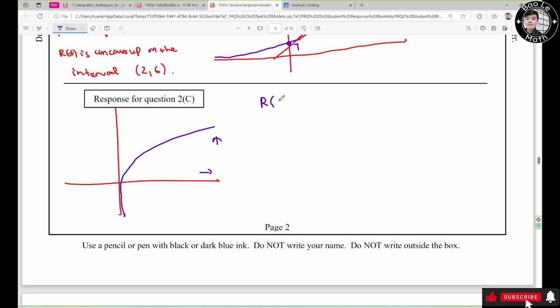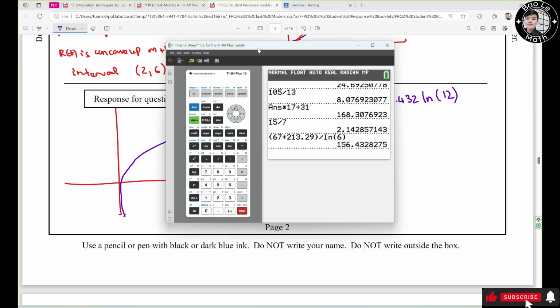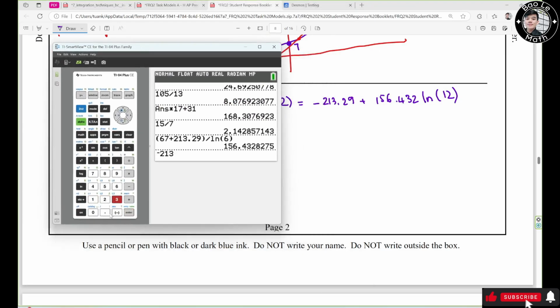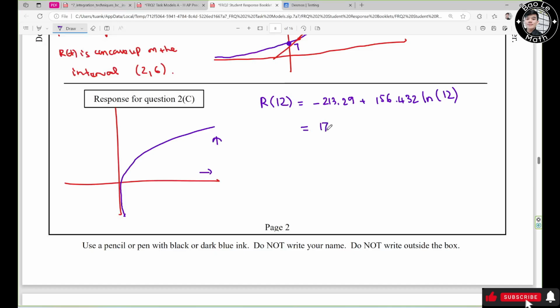And you need to calculate R of 12 equals negative 213.29 plus 156.432 times natural log of 12. Alright, so I'm going to pull up the calculator. I need to calculate this one. It's going to be negative 213.29 plus 156.432 times natural log of 12. Close it, hit enter. The answer is roughly 175 students. So the number of students hearing the rumor is about that, right?